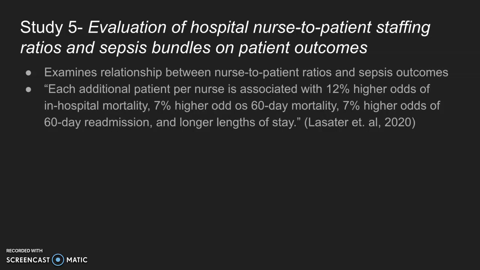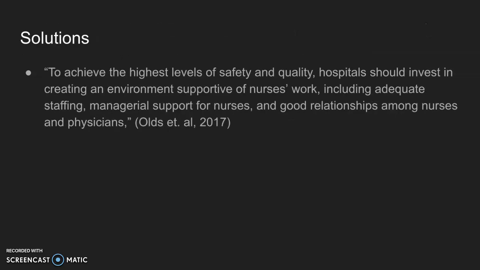Study number 5 is a little bit different. They looked at more the relationship of nurse-to-patient staffing ratios and sepsis bundles on patient outcomes. They found that the implementation of the sepsis bundle alone was not enough to reduce mortality. What had more of an effect on these patients who were diagnosed with sepsis was in fact nursing ratios. If that patient had fewer hours with nursing staff, they were more likely to have a higher mortality rate. Each additional patient per nurse is associated with 12% higher odds of in-hospital mortality, 7% higher odds of 60-day mortality, and then 7% higher odds of 60-day readmission and longer lengths of stay overall.